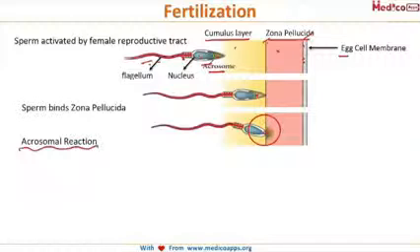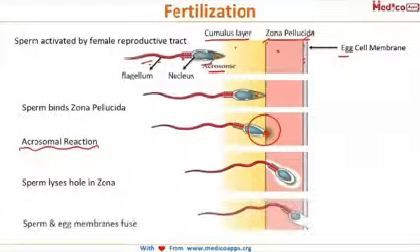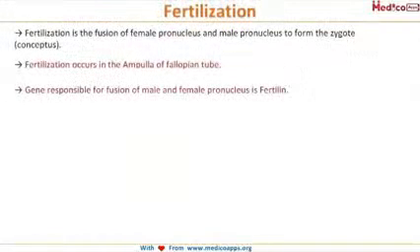This causes lysis of the zona pellucida and thus allows the entry of sperm into the secondary oocyte, and then occurs the fusion of the sperm and the egg. Now, the actual process of fertilization occurs and there is fusion of the male and the female pronucleus to form the zygote. And remember, this fertilization causes the resumption of the meiosis II that was suspended in the secondary oocyte, and this causes the release of second polar body.